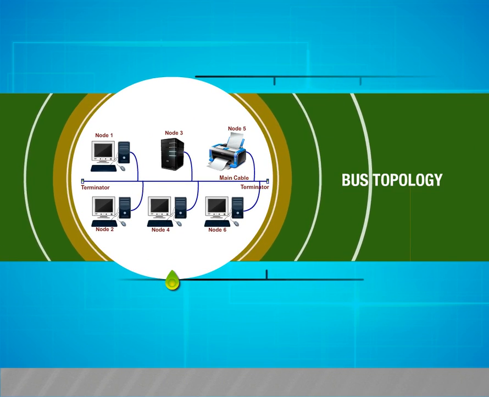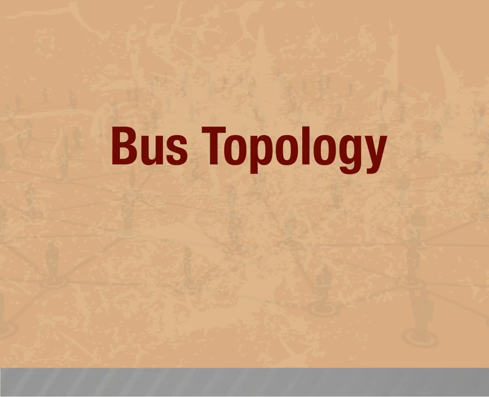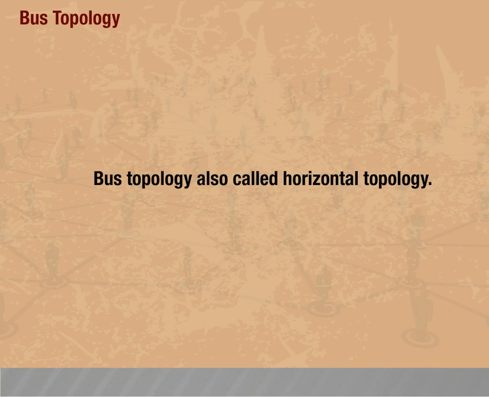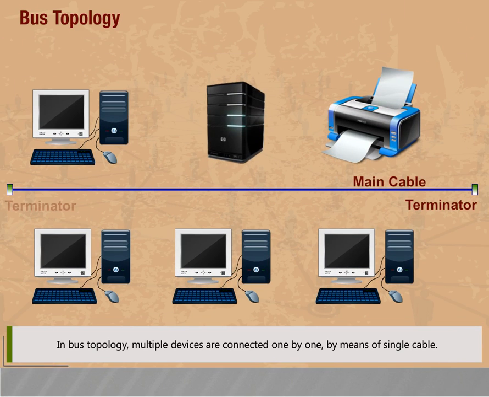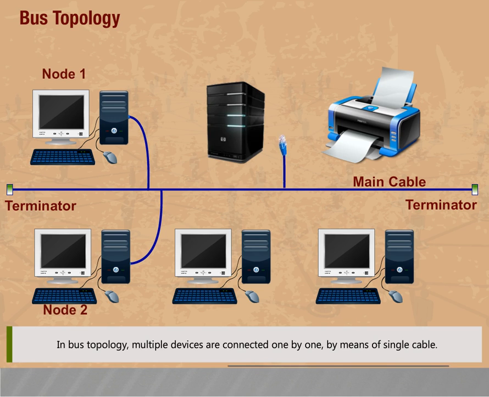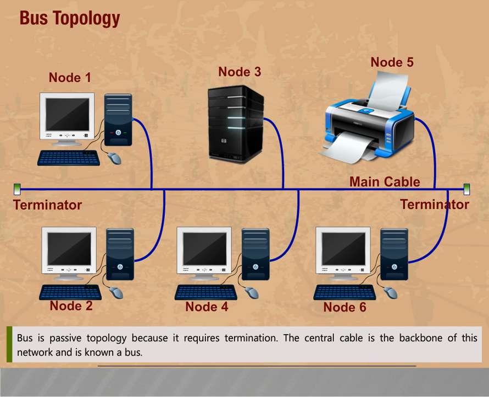Bus topology. In this video, we are going to learn about bus topology. Bus topology, also called horizontal topology. In bus topology, multiple devices are connected one by one by means of a single cable. Bus is passive topology because it requires termination. The central cable is the backbone of this network and is known as a bus.